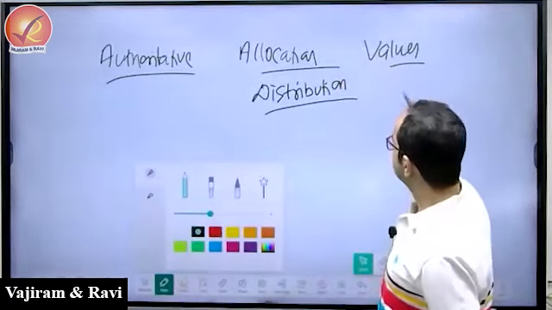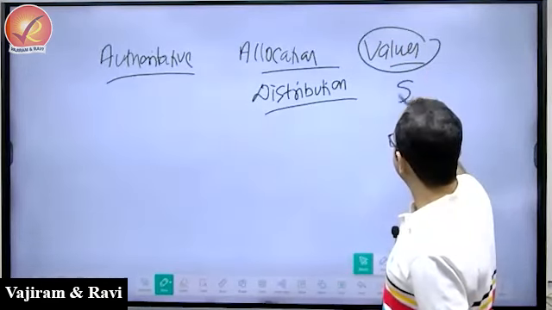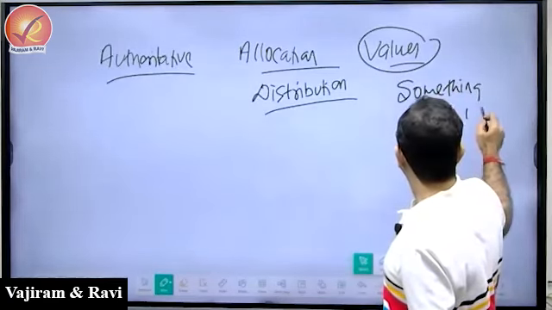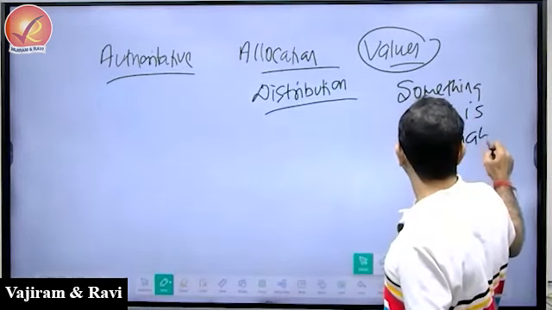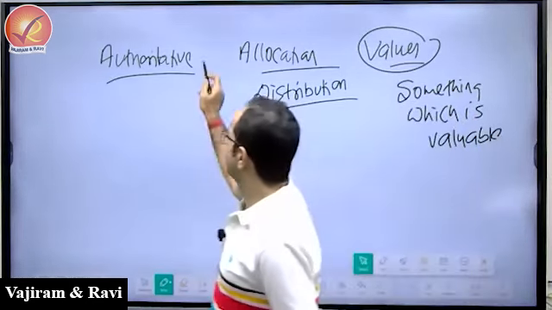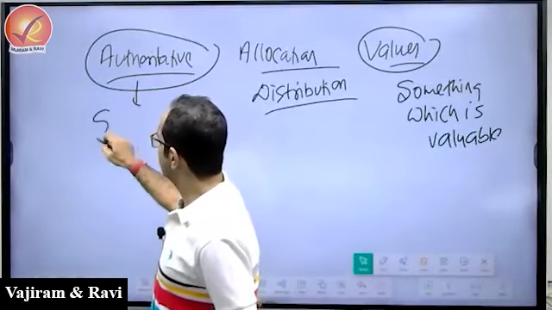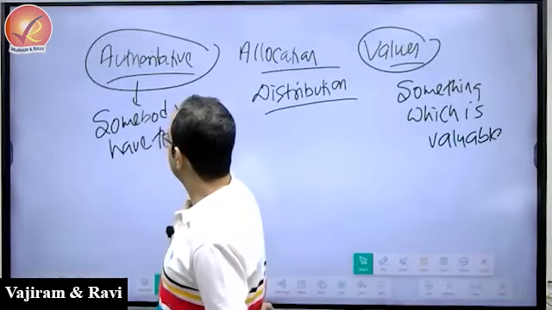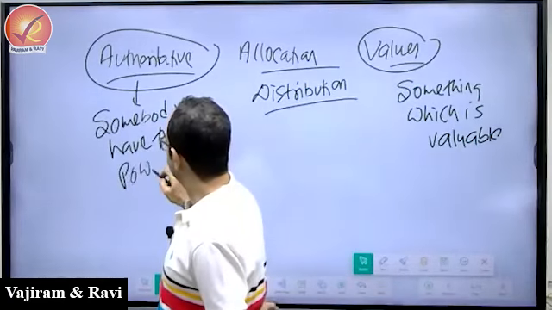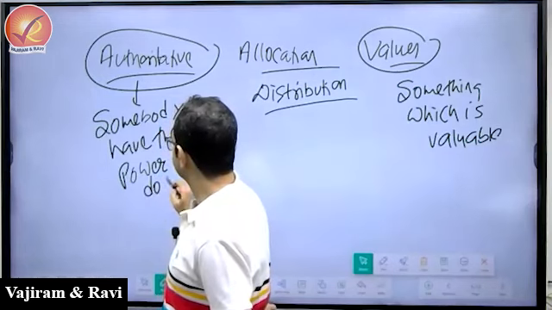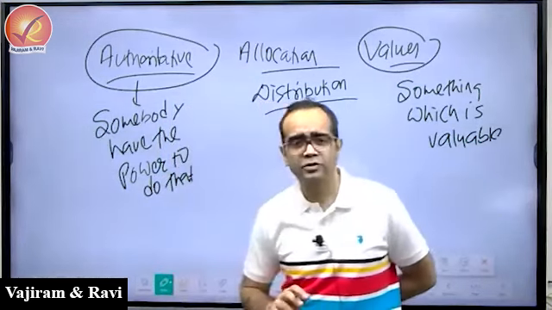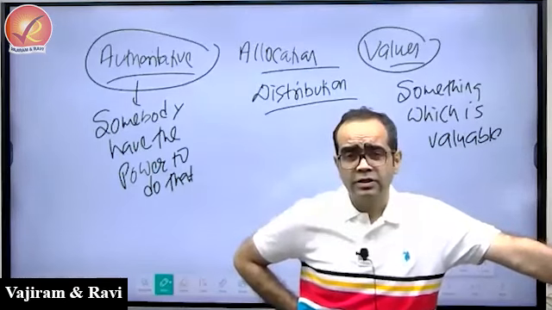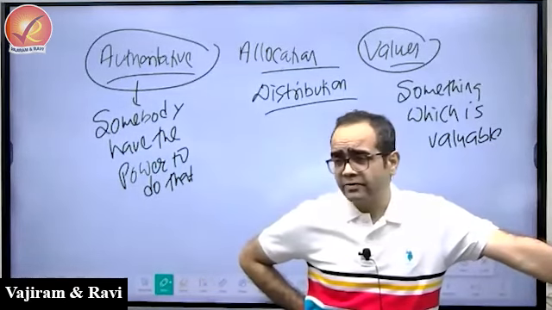So allocation simply means distribution. Values means something which is important, something which is valuable, and authoritative means somebody or something having the power to do that. That is authority. For example, who has the authority to direct traffic?